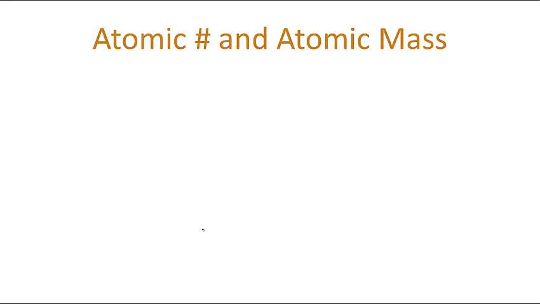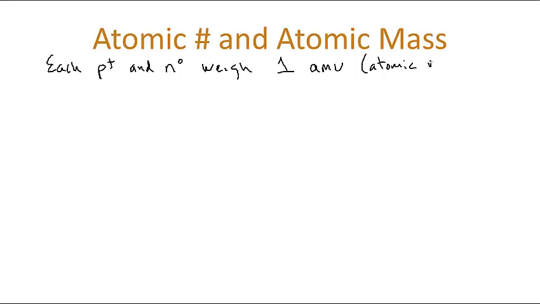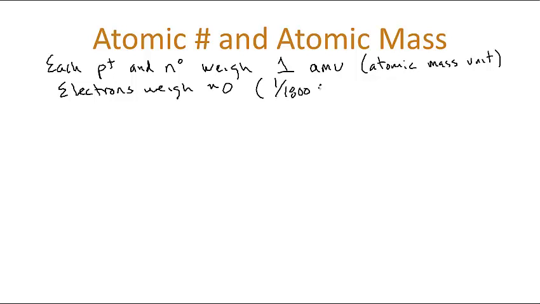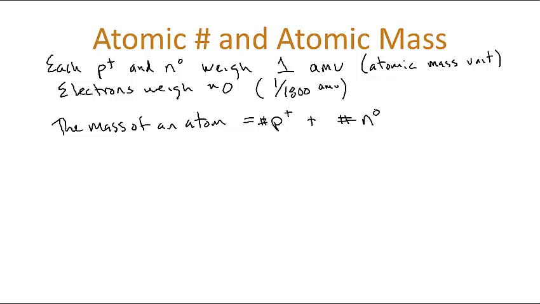The mass of an atom is almost entirely in its nucleus. And what we say is that each proton and neutron luckily weigh about the same amount, and we call that an AMU, or atomic mass unit. And electrons weigh approximately 0, like 1/1800th of an AMU. So when we're counting the mass of an atom, we can assume that the mass of an atom is equal to the number of protons plus the number of neutrons, because the electrons don't really add anything into that.